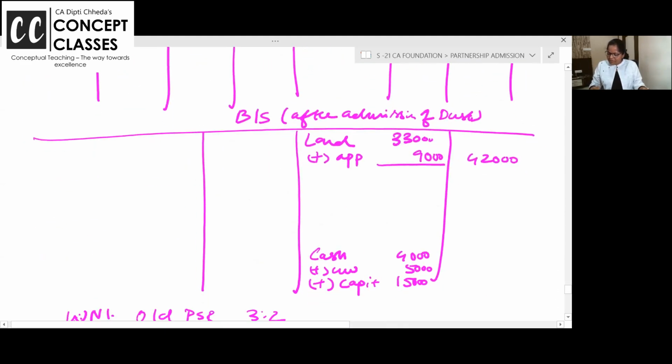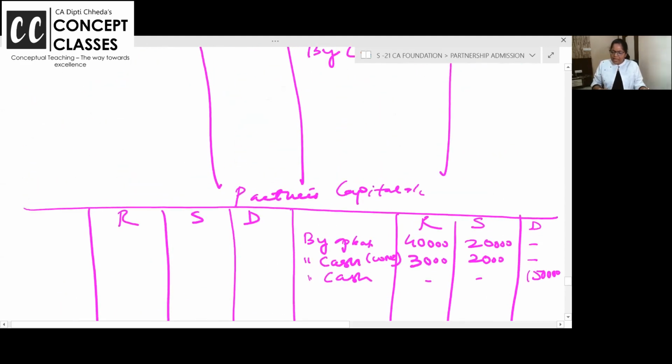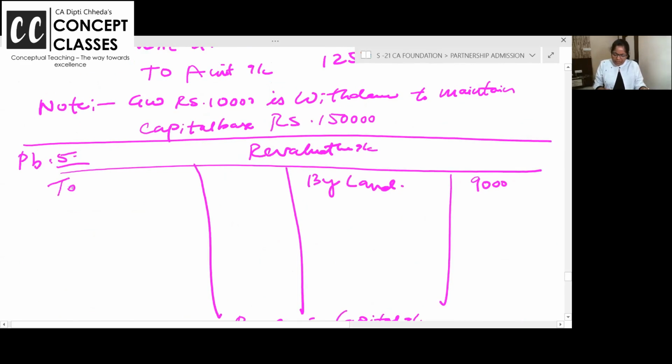Machinery to be depreciated by 5,000. Come on, everyone knows, so we are doing it together. Machinery 20,000, depreciate by 5,000, 15,000. And when you depreciate, revaluation account debit, machinery account credit, 5,000.